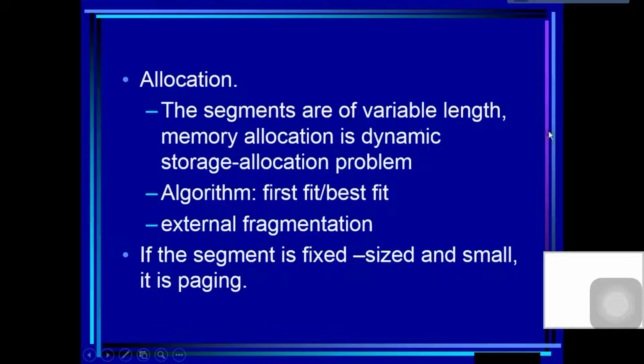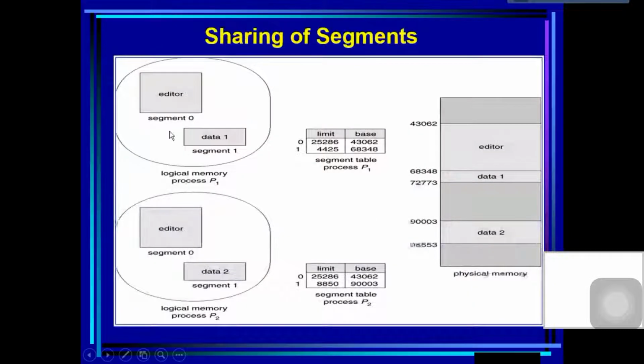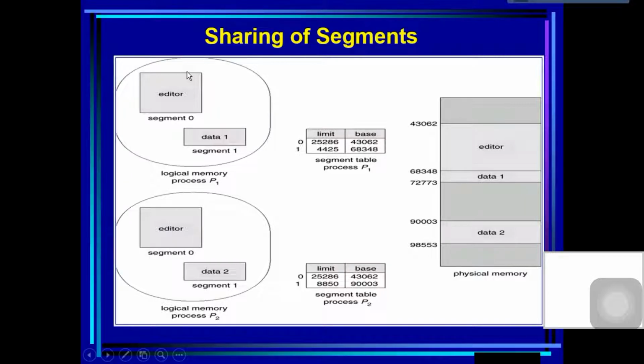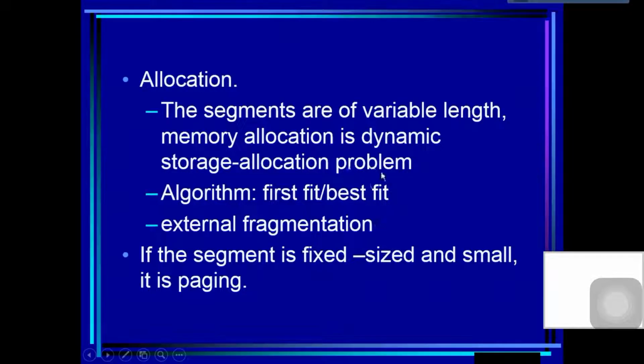Allocation. The segments are of variable lengths. Memory allocation is a dynamic storage allocation problem. The operating system must allocate contiguous space for each logical segment, and because each segment has different lengths, it is a dynamic storage allocation problem. We can use the algorithms first fit and best fit. And because we use a dynamic allocation scheme, there is external fragmentation, no internal fragmentation.